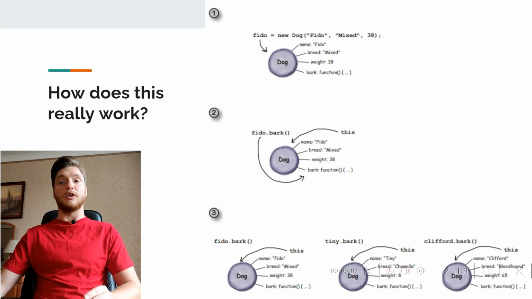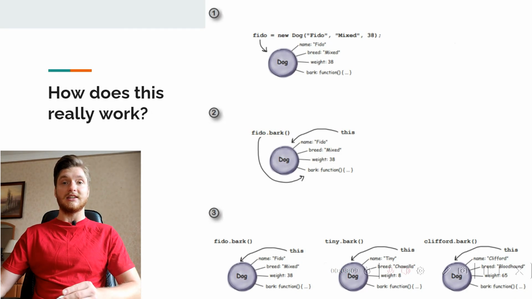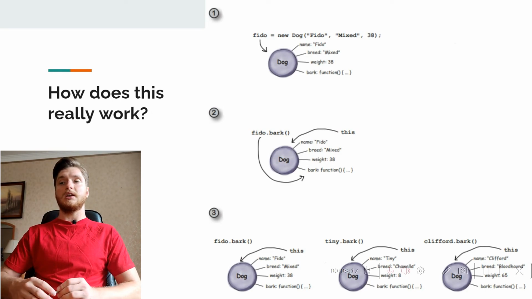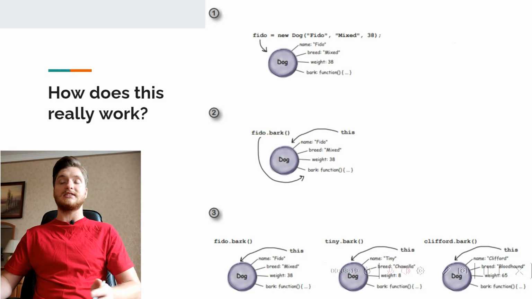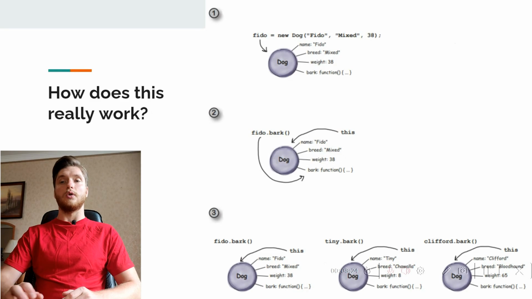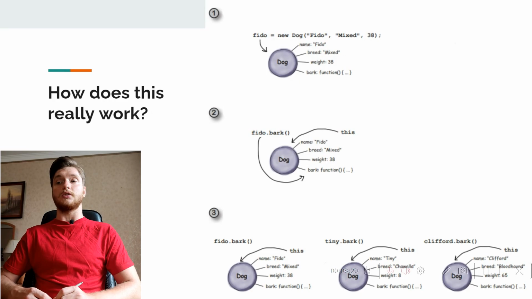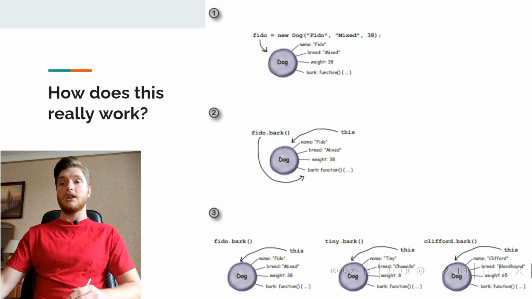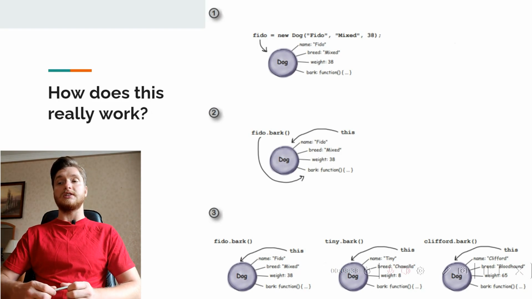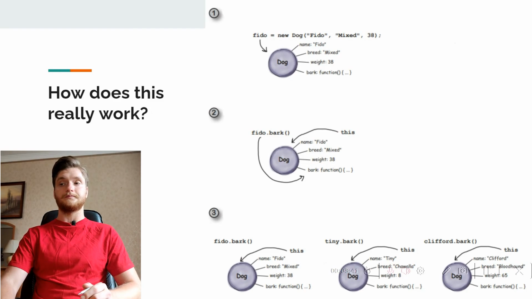How does this know which object it's representing? Let's see. 1. Let's say we've got a dog object assigned to Fido. Here's our new dog object, all instantiated with the property values we want. 2. And we call bark on Fido. Whenever we invoke a method on an object, JavaScript sets up this to point to the object itself. So here this points to Fido. And so when we refer to this.name, we know the name is Fido.